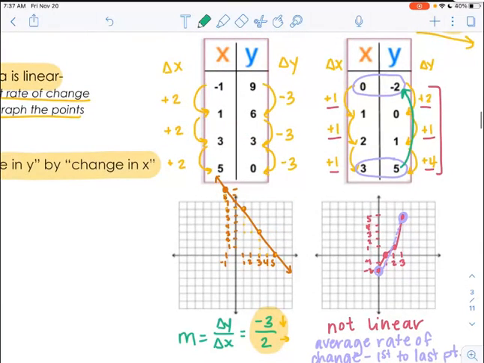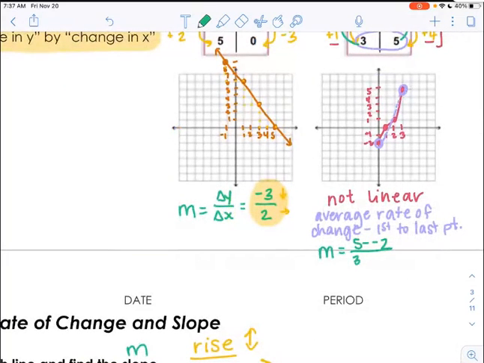And then I have 3 minus 0. I subtract here, minus a negative becomes plus. 5 plus 2 is 7. 3 minus 0 is 3. So my average rate of change with this data is 7/3.